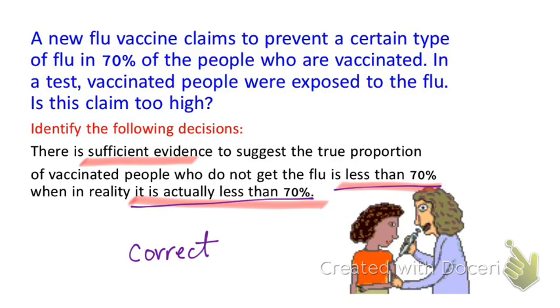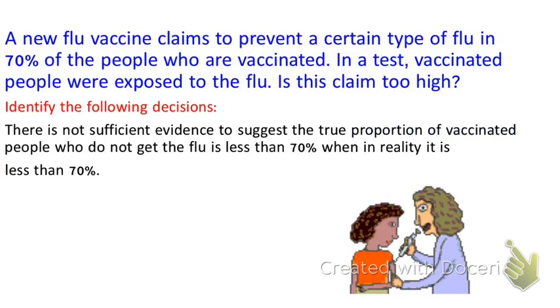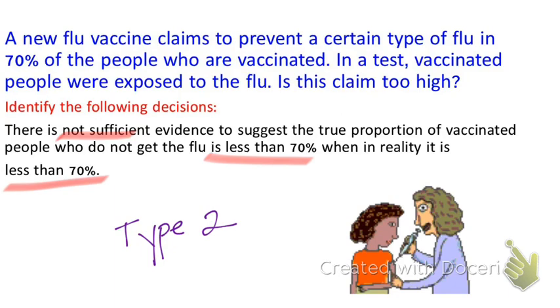Okay? Okay, one more. So this one says there is not sufficient evidence that it's less than 70, when in reality it is less than 70. We'd say that's a type 2. Good.